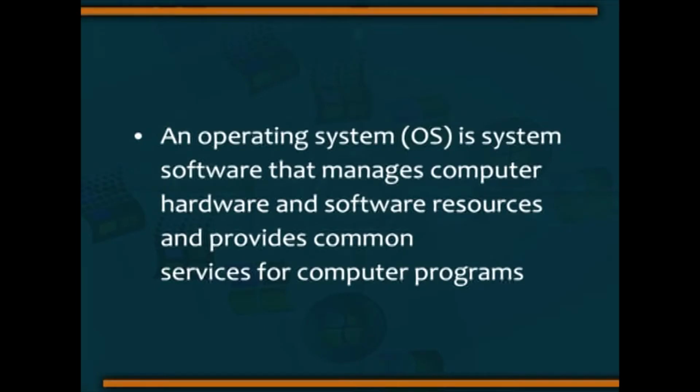System software is a set of one or more programs designed to control the operation of a computer. An operating system is system software that manages computer hardware and software resources and provides common services for computer programs. The operating system provides an environment in which a user can execute programs in a convenient and efficient manner. An operating system acts as an intermediary between the user of a computer and the computer hardware.